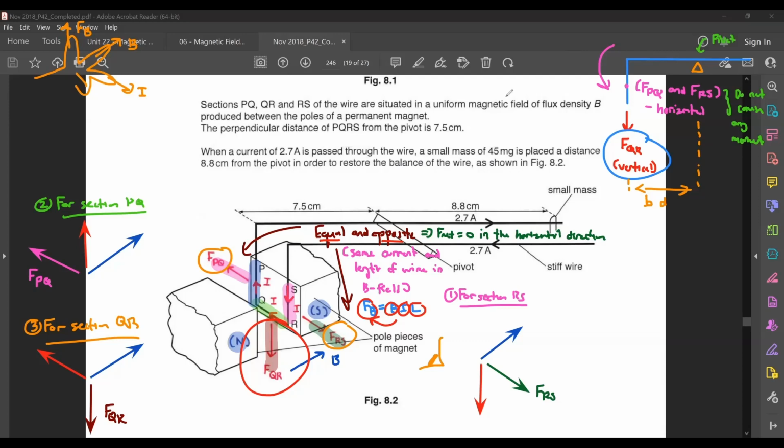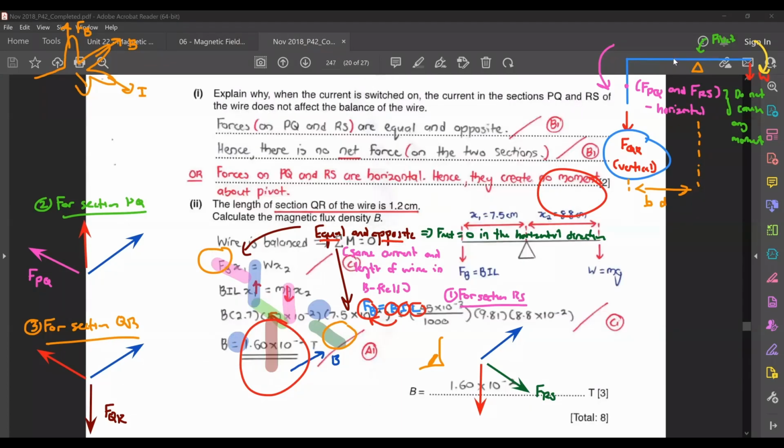So the question did mention to you that you actually attach some mass over at the other end in order to balance the entire wire. The weight here caused by the mass would actually cause a clockwise moment to balance the anti-clockwise moment caused by force QR. All right. So now let's have a look at the actual question itself. For section 1, you are supposed to explain why, when the current is switched on, the current in sections PQ and RS of the wire does not affect the balance of the wire. In other words, why doesn't it cause a movement of the wire about the pivot?